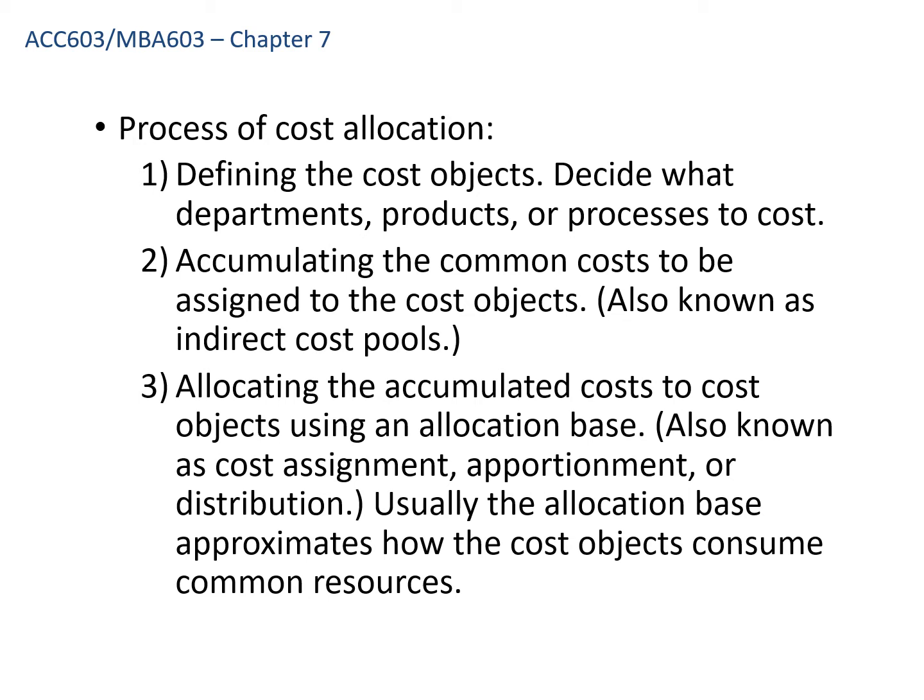Then we'll accumulate the common costs that are associated with that particular cost object, and sometimes that's called an indirect cost pool. And then we'll allocate those costs using an allocation base. In some cases, we might use multiple allocation bases if that makes more sense. The key thing here is we want to make sure that the allocation base or the activity drives the actual cost. I'll come back to this a little bit later.